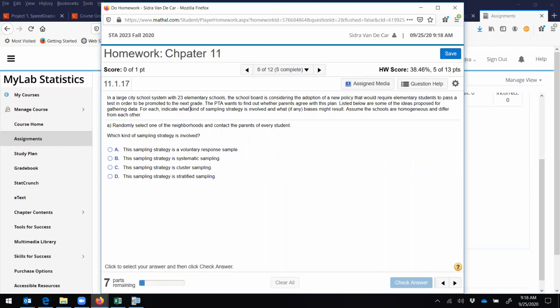In a large city school system with 23 elementary schools, the school board is considering the adoption of a new policy that would require elementary students to pass a test in order to be promoted to the next grade. The PTA wants to find out whether parents agree with this plan. Listed below are some of the ideas proposed for gathering data. For each, indicate what kind of sampling strategy is involved and what, if any, biases might result. All right.